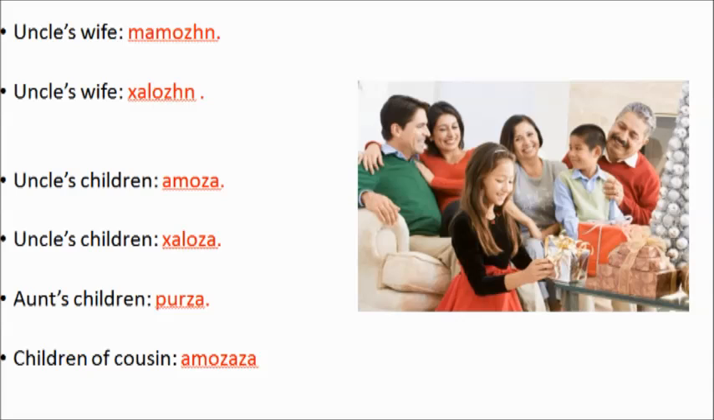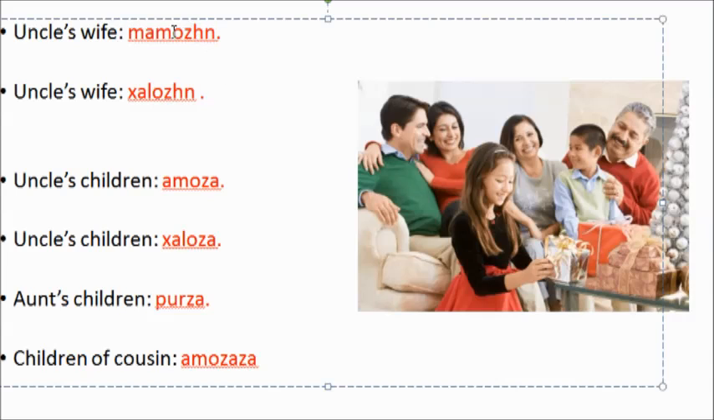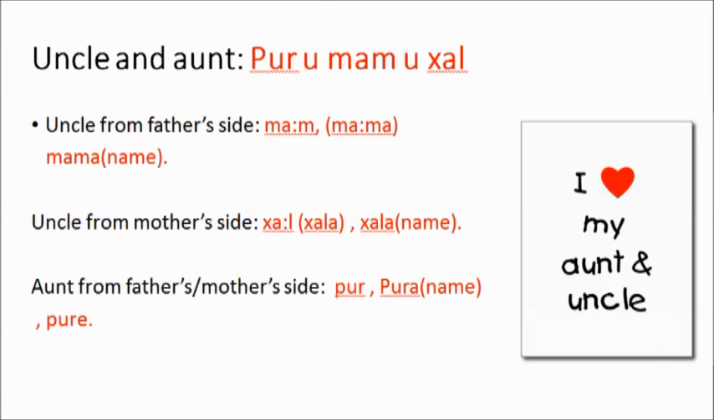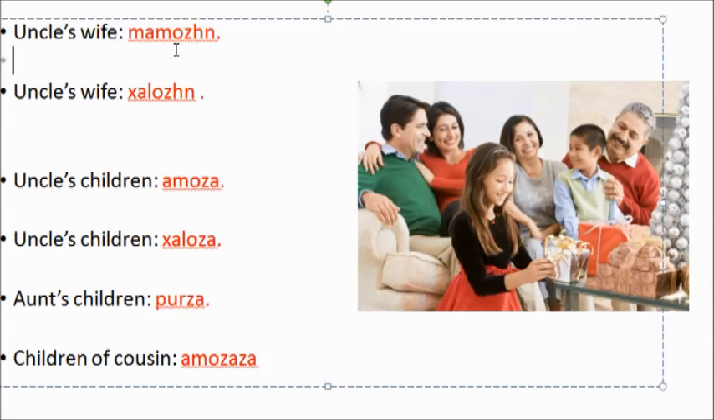Okay, our last slide is uncle's wife is called mamojin. If you see, it's a combination of mam and jin. Jin, we said, means wife or woman. Mam, we learned here, means uncle, and o, and it became one word. Mamojin means uncle's wife. When you call your uncle's wife, you can just say mamojin. That's it. But if you didn't want to call her that way, you also can call her dada and her name.